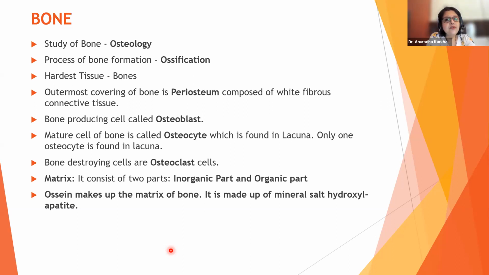The matrix consists of two parts, the inorganic part and the organic part. Ossein is the protein that makes up the organic matrix of the bone. The inorganic part is made up of a mineral salt, hydroxyapatite.